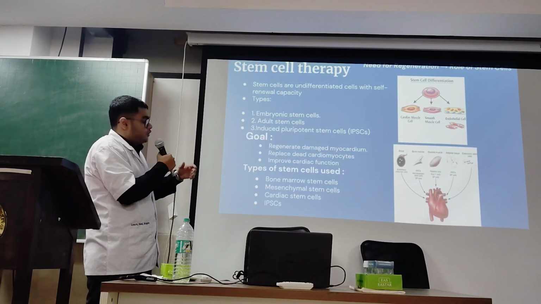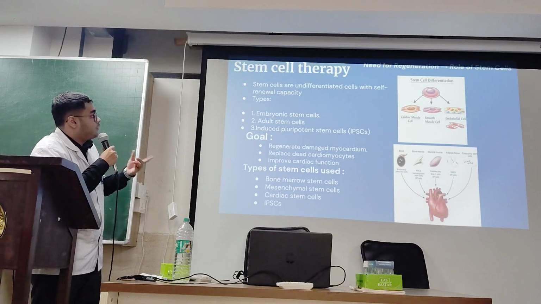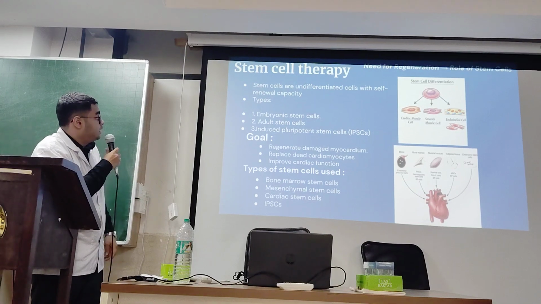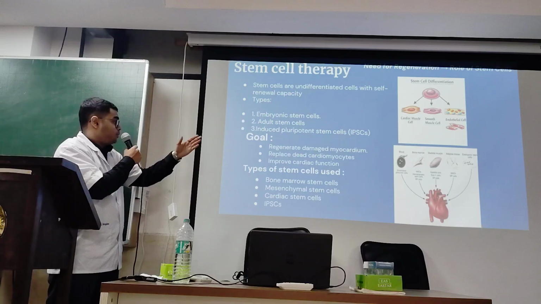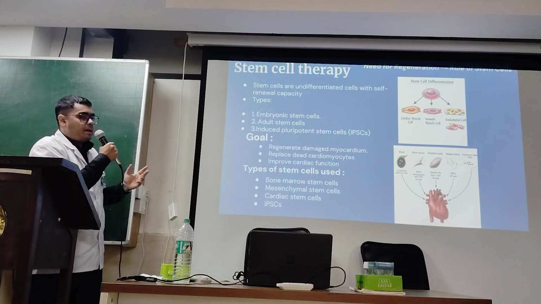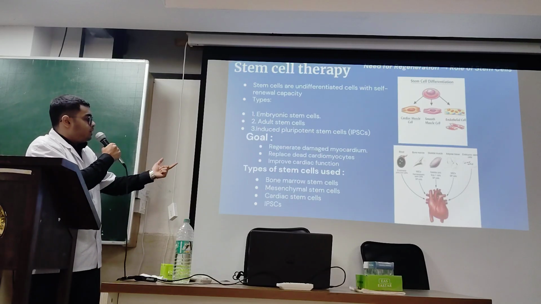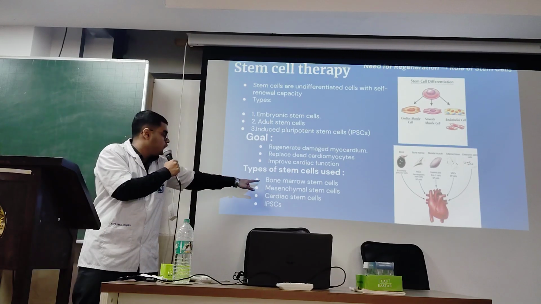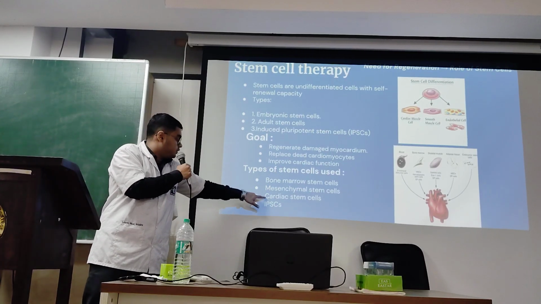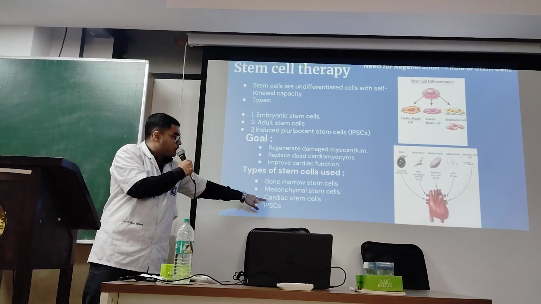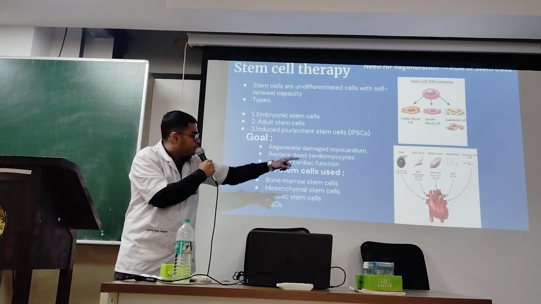So let's have some more introduction to stem cells. They are undifferentiated cells characterized by the ability to self-renew and to differentiate into specialized cells. They can be classified into 3 types: embryonic, adult, and induced pluripotent stem cells, iPSCs. The goal is to regenerate damaged myocardium, the damaged cardiomyocytes, and to improve cardiac function. The types of stem cells used are bone marrow stem cells, the most commonly used. Then we have mesenchymal stem cells, cardiac stem cells, and iPSCs. Cardiac stem cells are naturally present in the heart but are limited in number. We also have embryonic stem cells that can be used here.